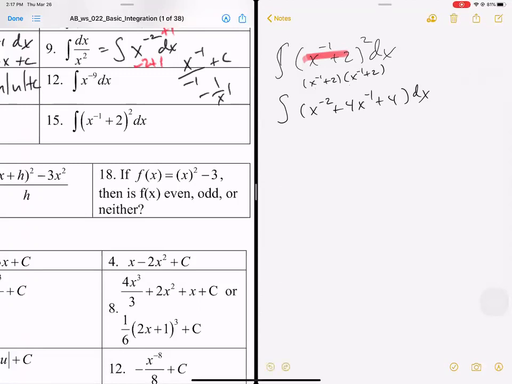And when I multiply 2 times x to the -1, that's 2x to the -1. This guy would also give me a similar 2x to the -1. That's how I got 4. So if you worked on your algebra 2, there's a fast way of squaring a binomial. And then 2 times 2 is 4.